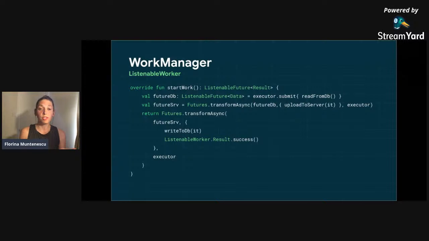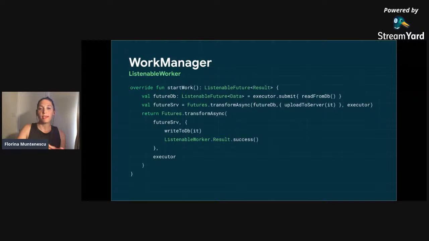For example, using listenable futures from the Guava library. There is another version of our worker that's called ListenableWorker that expects exactly that, a listenable future. So let's see how this would look. Let's assume we have some background executor of type ListeningExecutorService, and we want to submit some work to it as a lambda. Then we get a listenable future of data back.